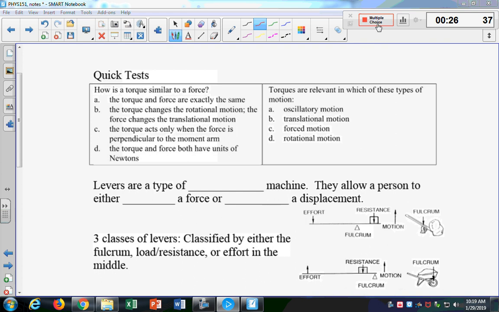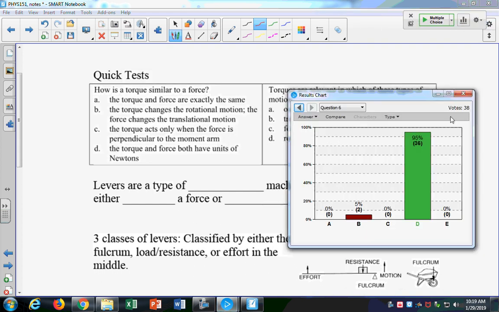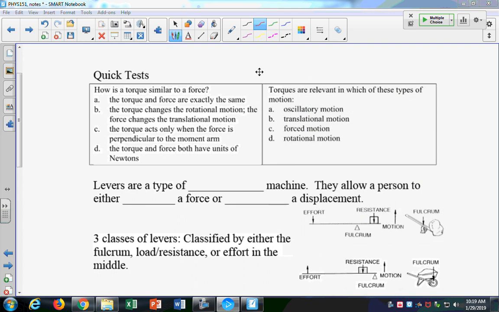All right, let's stop at 32. You are awesome. D is right.